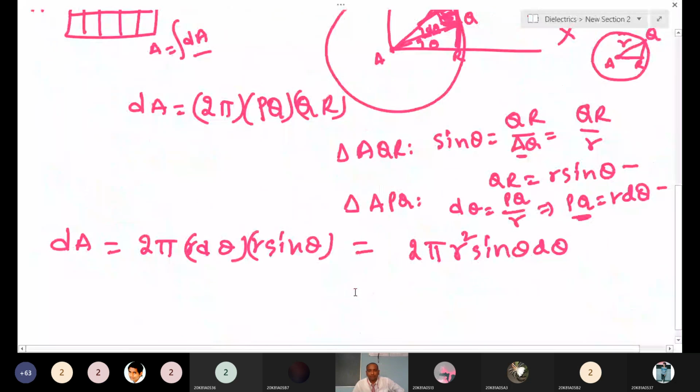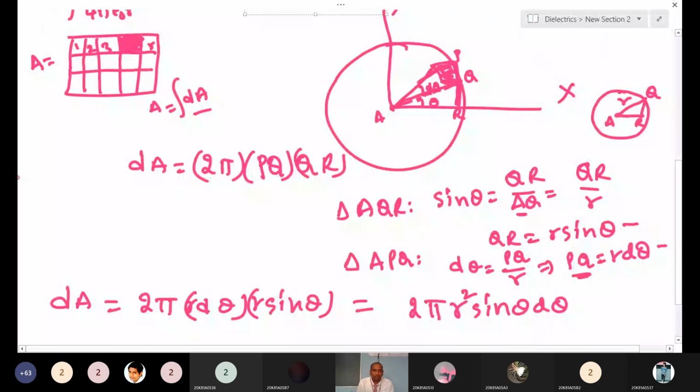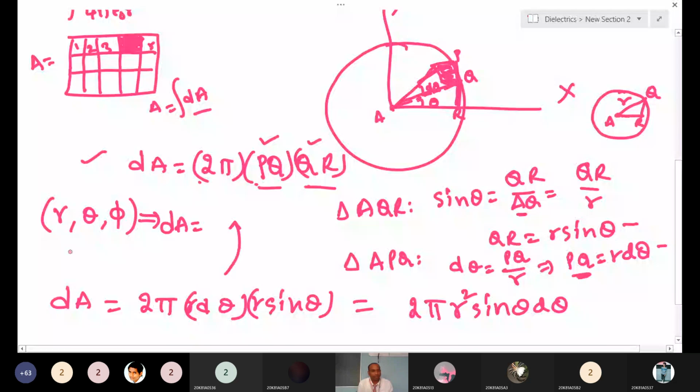Yes, sir. Just this is the formula. Here dA is equal to 2 pi into PQ and QR. You are applying sin theta and d theta. Here we are taking two triangles, and from there we are estimating the sides PQ and QR, the sides of the triangle. Or if you know spherical coordinates, you can estimate the area element directly. dA is the same thing you will get here.